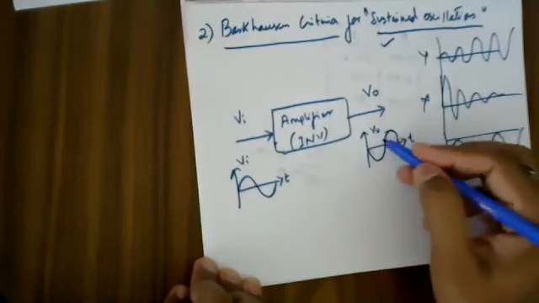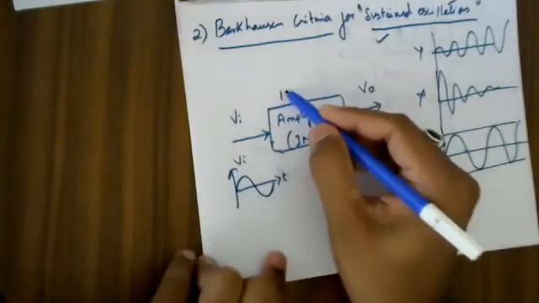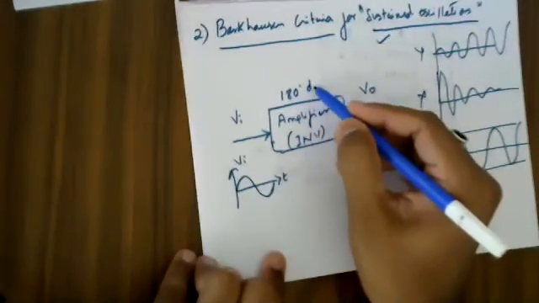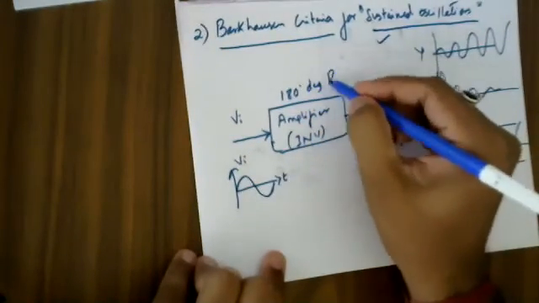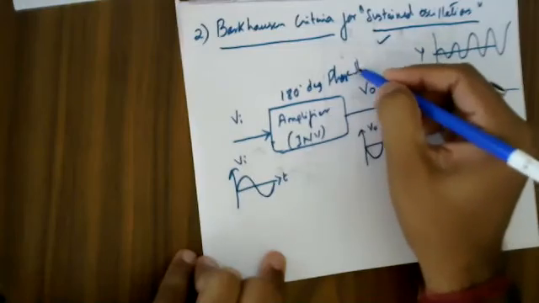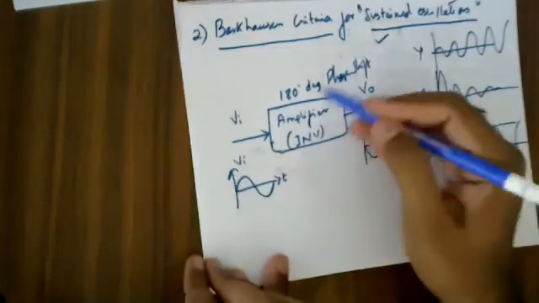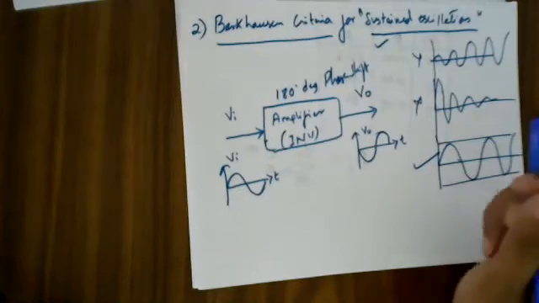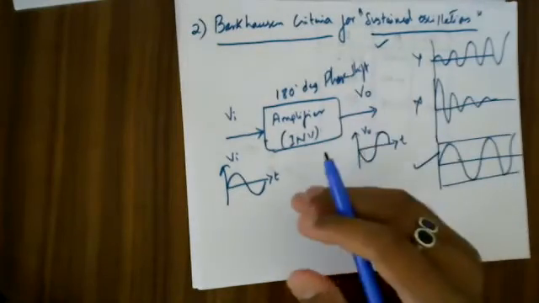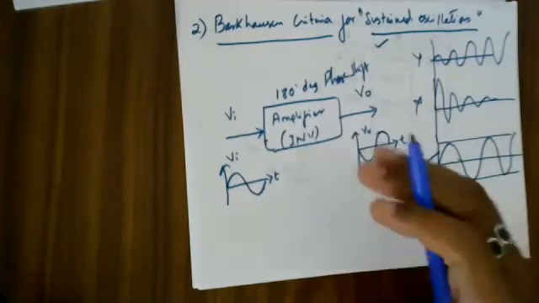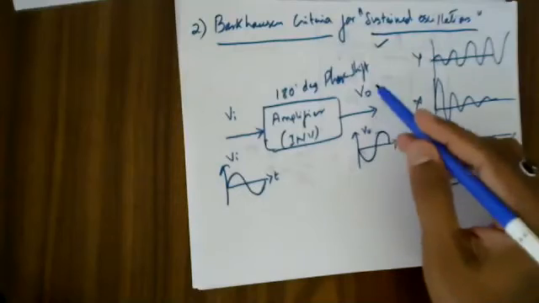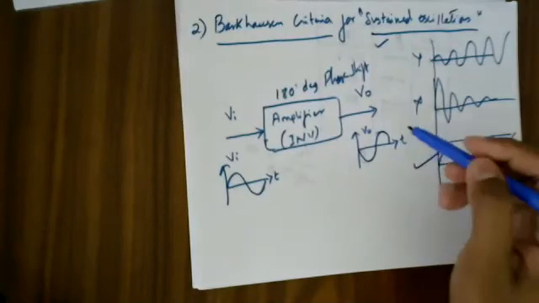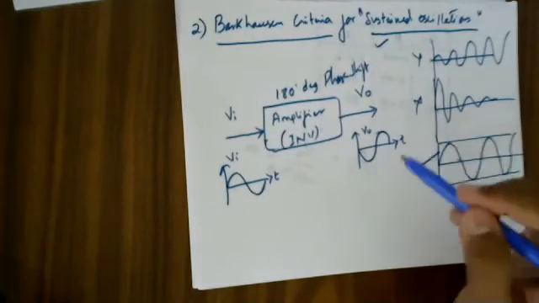My V out will be phase shifted by 180 degree. So this is the amount of phase shift this circuitry is able to build. Okay. So now this network Vi is applied to this amplifier, because of which I'll be able to get this output voltage, which is having a phase shift of 180 degree.